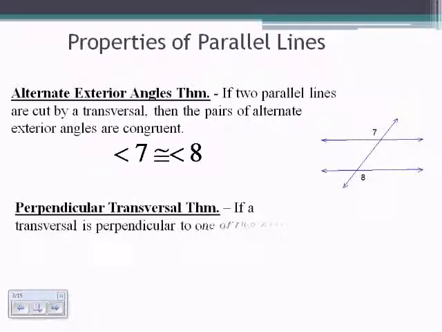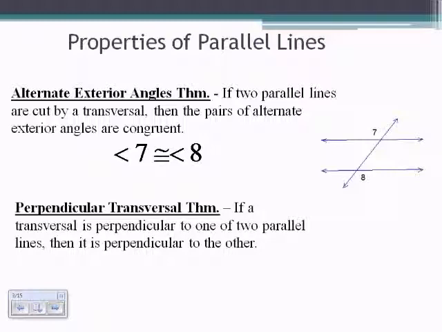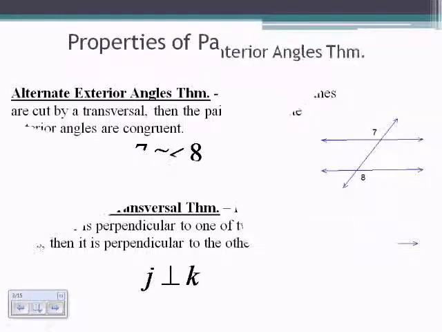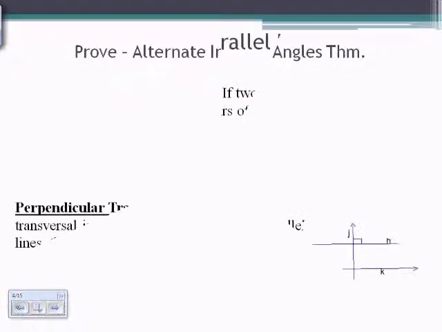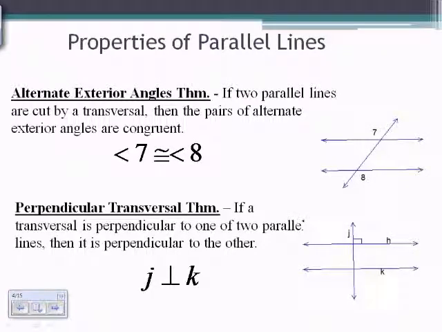Lastly, we have the perpendicular transversal theorem. If a transversal is perpendicular to one of the two parallel lines, then it is perpendicular to the other. In our example, we have line J perpendicular to H. Then we also have J perpendicular to K if H and K are parallel.